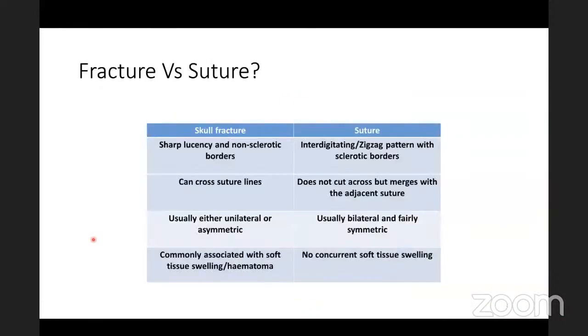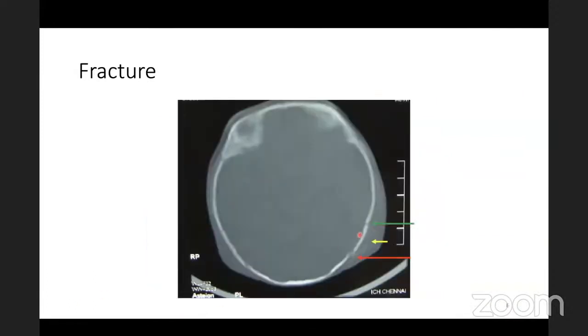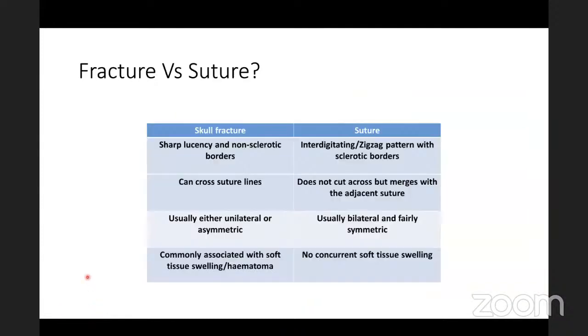And you know that a skull fracture can cross suture lines, but sutures obey anatomy, just as Pradeep had taught you. A skull fracture can be unilateral or asymmetric, but a suture is always bilateral. Again, going to this image, you can see that just opposite to this there is a suture line as well, but opposite to this there is another fracture line also. So this gets confusing, but in most typical cases you will have fractures only on one side. You need not have another fracture on the contralateral side as well, right?